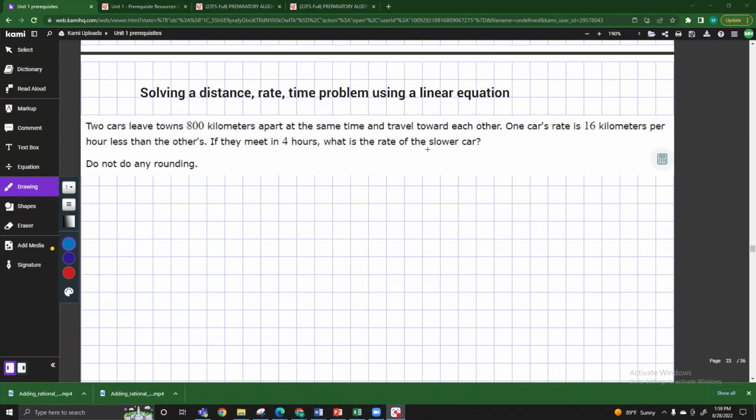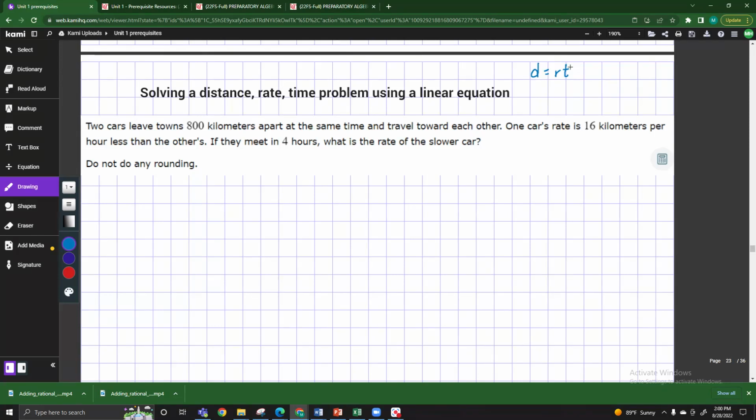All right, solving a distance, rate, and time problem using a linear equation. Basically, all solving distance, rate, and time use the general formula: distance equals rate times time. This is a formula that shows up in physics and in a lot of math problems. It's one that we use a lot of times, so I do recommend knowing it. If you see distance, you probably need distance equals rate times time.